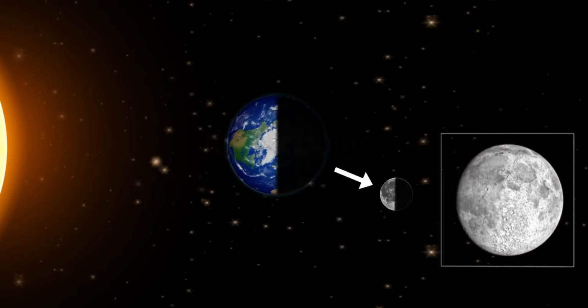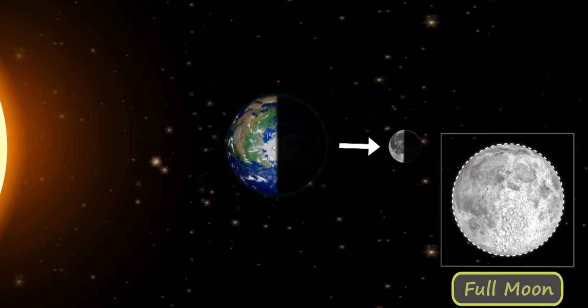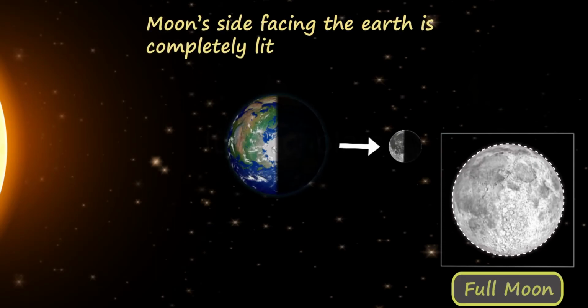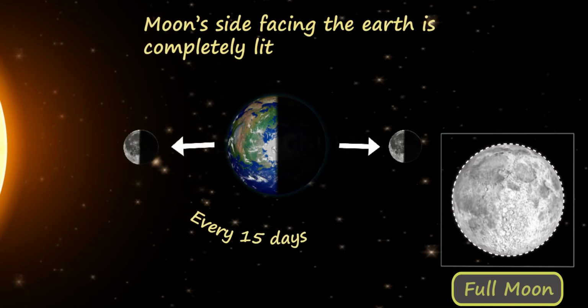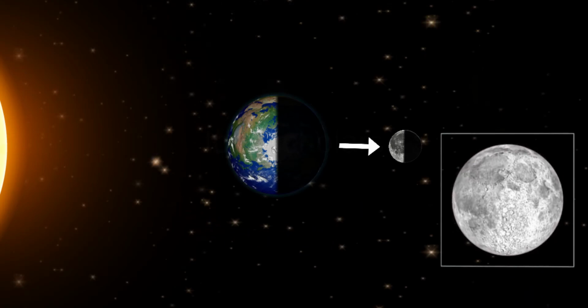The moon moves a little ahead and we see the full moon. Here the moon's side facing the Earth is fully lit. It happens after every 15 days from the night of the new moon.